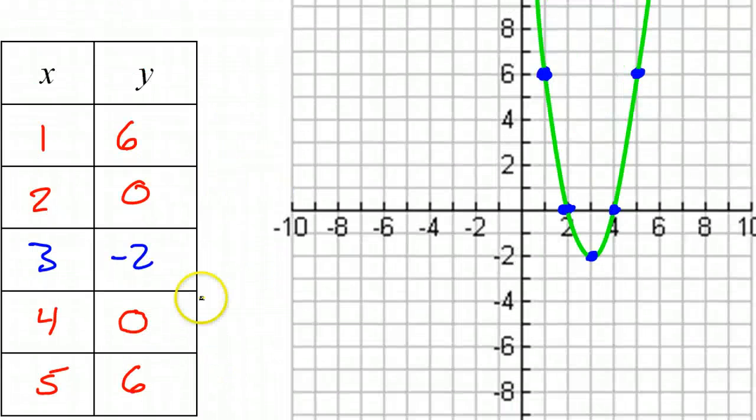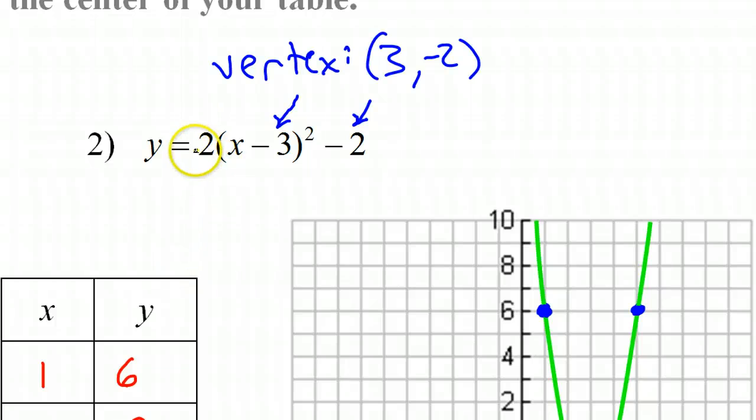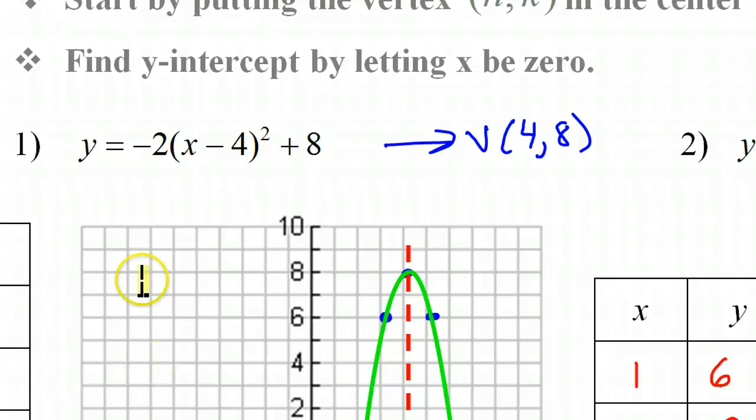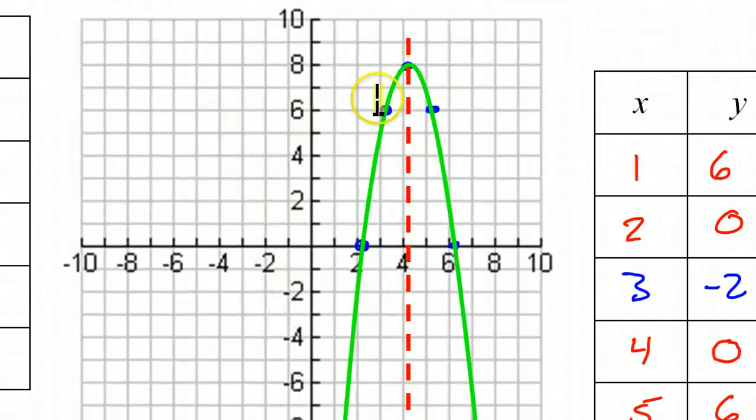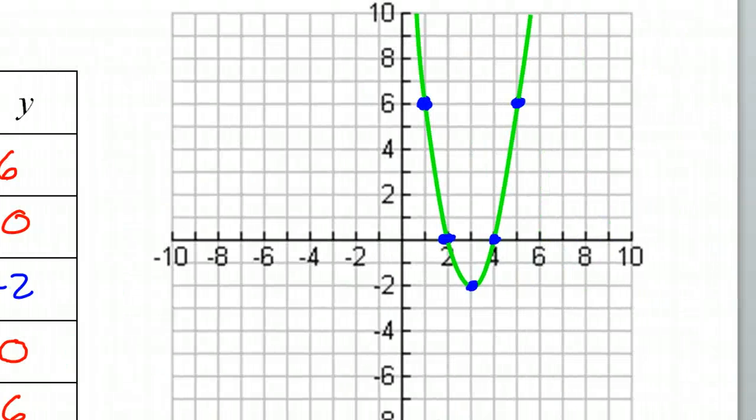By the way, you should be able to tell just by looking at the equation if the parabola is going to face up or down. And it's all about the leading coefficient here. See how that 2 is positive? Because it's positive, it's going to be facing up. On the previous problem, we had a negative number in the front. This a value is negative, and therefore we knew the parabola would be facing down. So just keep that in mind.